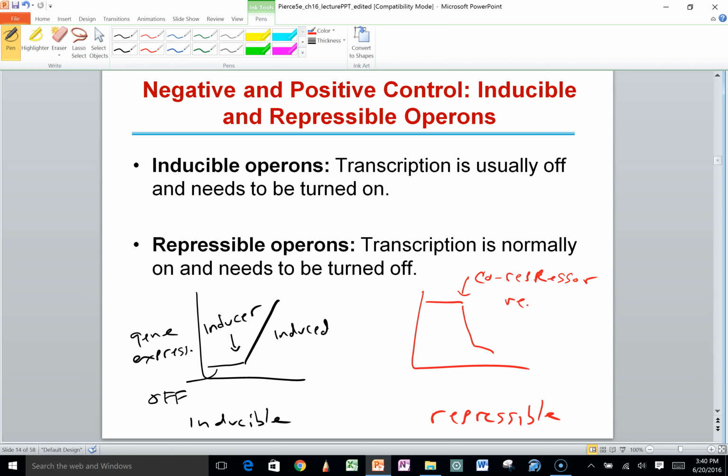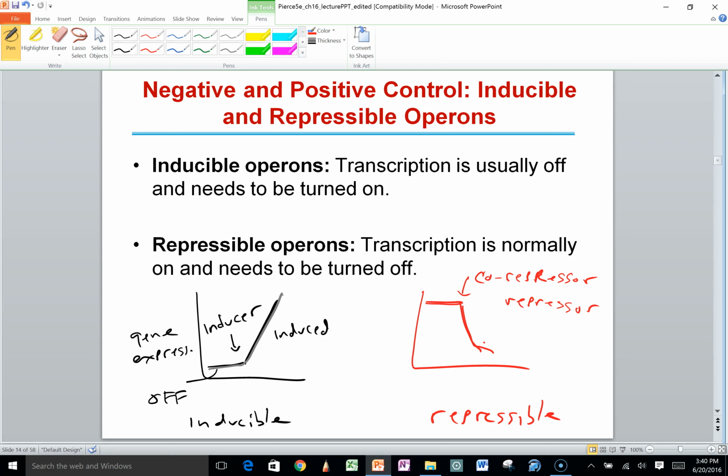It says repressor, R-E-P-R-E-S-S-O-R. But the main thing is the shape of the graph. Inducer, you add something, it turns it on. Repressor, you add something, it turns it off. That's basically what it is.